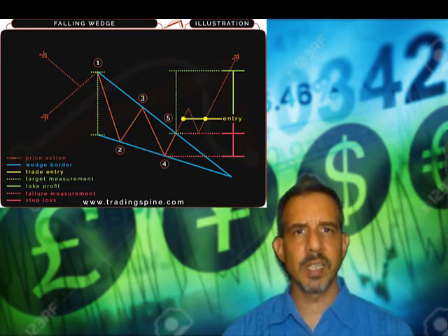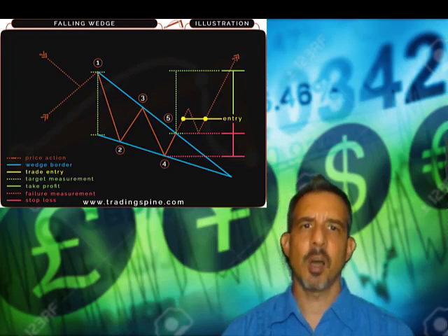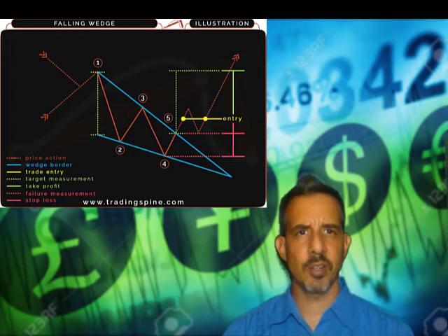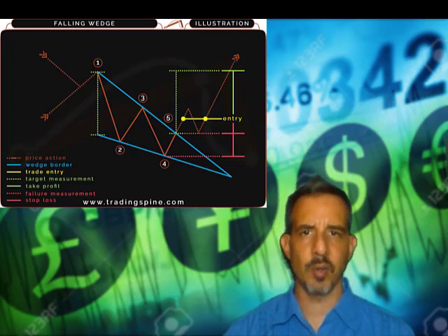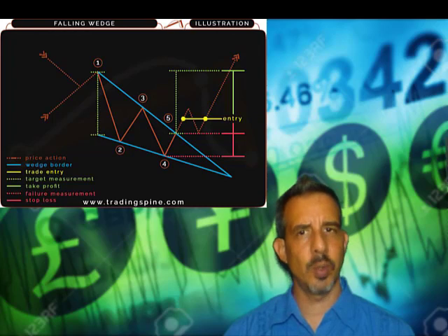The pattern is completed when the price action reverses direction from number 4 and goes upwards till it breaks the wedge upper border at point 5. For the pattern's shape to converge, the downslope of the wedge upper border, numbers 1 and 3, must be steeper than that of the lower border, numbers 2 and 4.